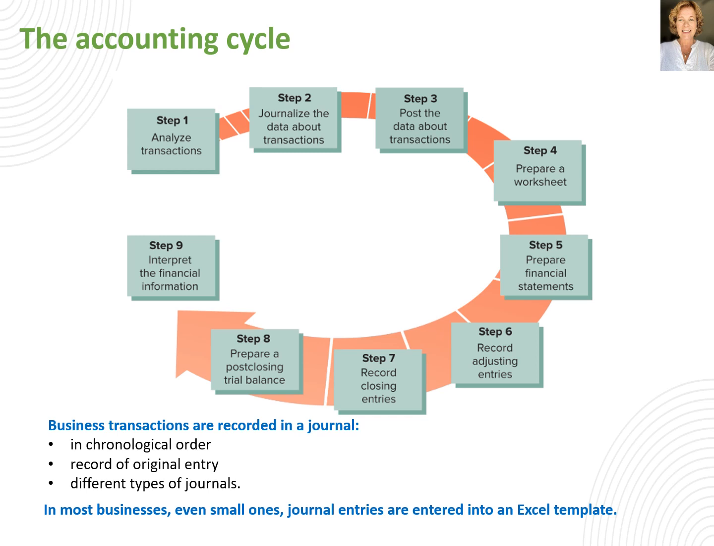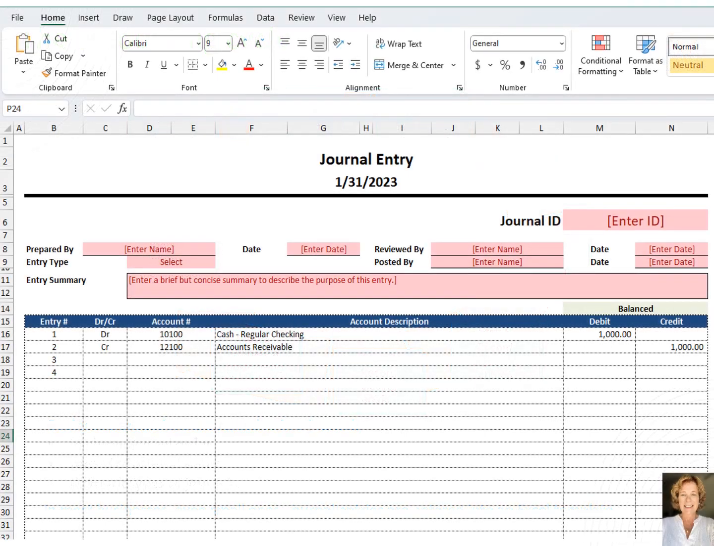We're learning the manual way of recording a journal. However, in most businesses, even small ones, journal entries are entered into an Excel template, and often macros in the Excel template will automate the posting of the journal entry to the general ledger. Here's an example of what a journal entry Excel workbook might look like. The top section needs to be filled in by the preparer of the journal entry.